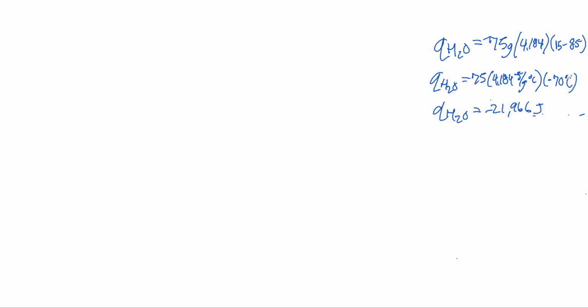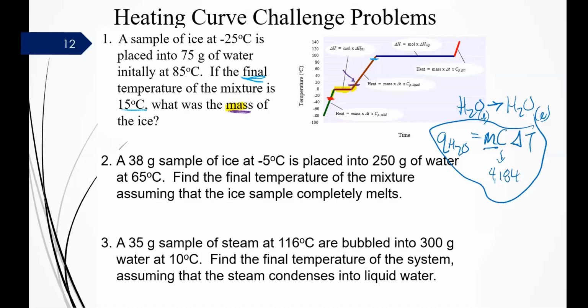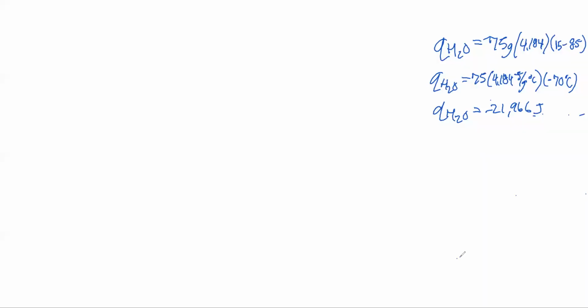Now, when we think about that, if we go back and look at our diagram, we knew that the water lost all of that heat, and that's going to be equal to the heat that's gained by the ice. So we know that the Q of our water is equal to the Q of our ice, except for one change, and that should be the negative sign. Right? So we're going to flip it over to figure out how much heat our ice gained.